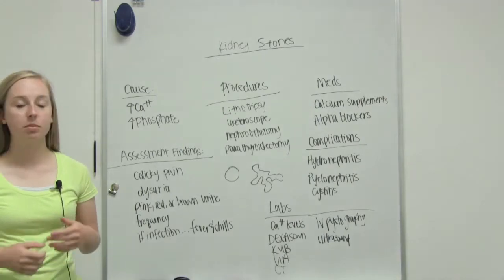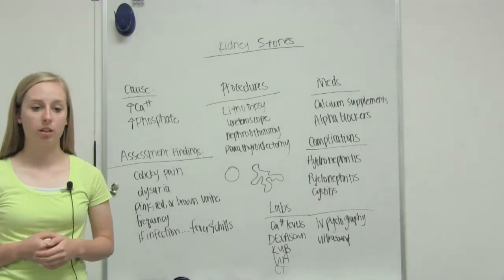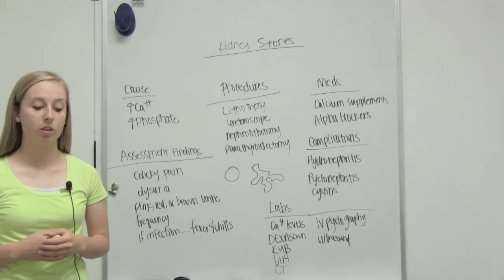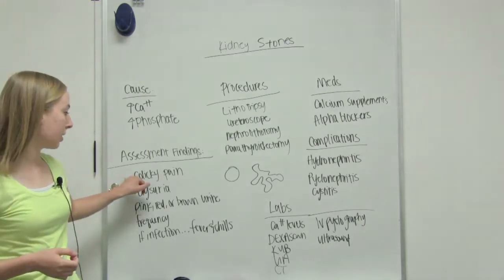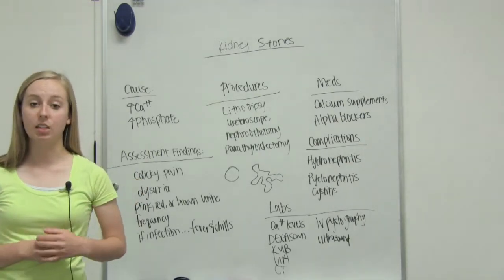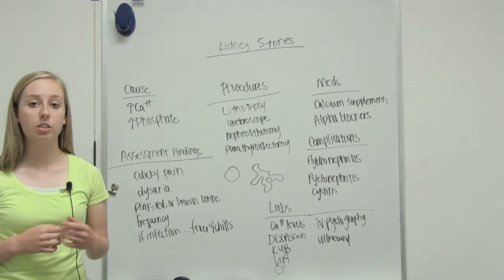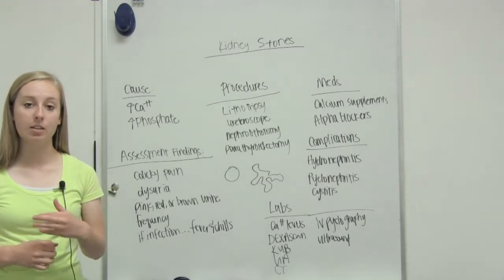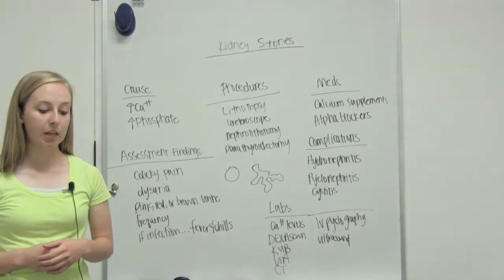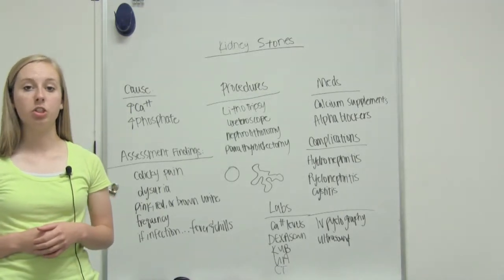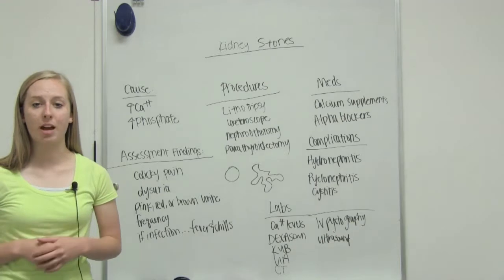So some assessment findings that you might see in a patient when you're doing your head-to-toe assessment on a patient with a kidney stone is colicky pain. That's kind of waves of pain as the ureters are trying to push that kidney stone down from the kidney into the bladder. That pain is usually at the costovertebral angle, which is just the angle around the small of the back where the kidney is.